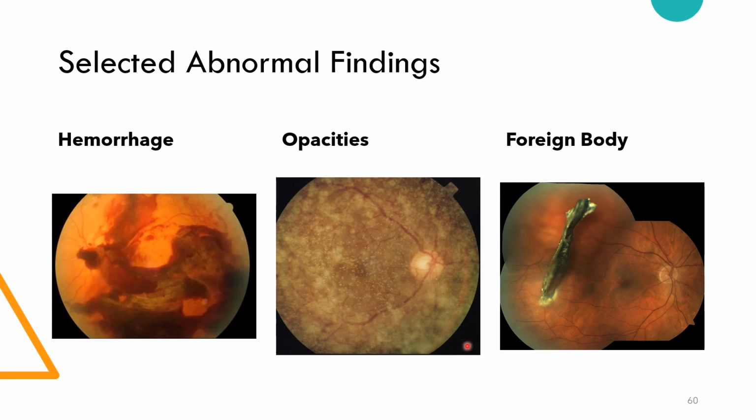In the middle, we see opacities. This is a condition called asteroid hyalosis. These are small deposits within the vitreous with really no known explanation in humans. Most patients aren't bothered by them. Some patients will be, and they'll request surgery. And then foreign bodies. Here, this is a large metallic foreign body that is sitting in this patient's vitreous, likely from a penetrating injury and likely needs to be surgically corrected.